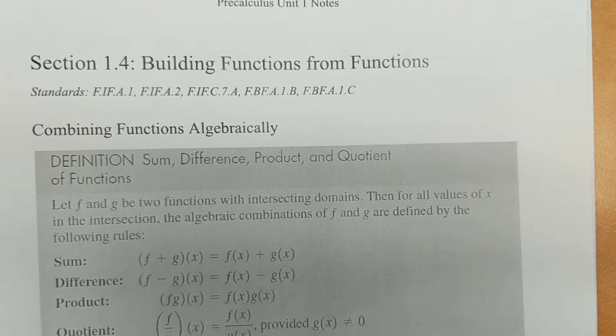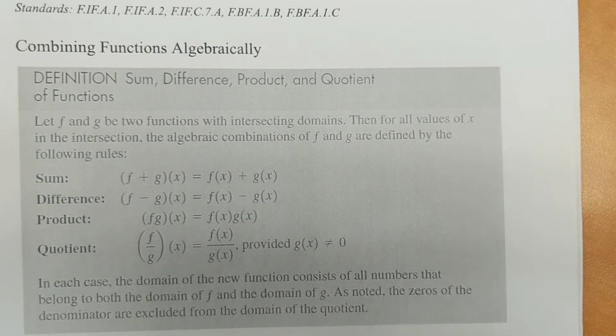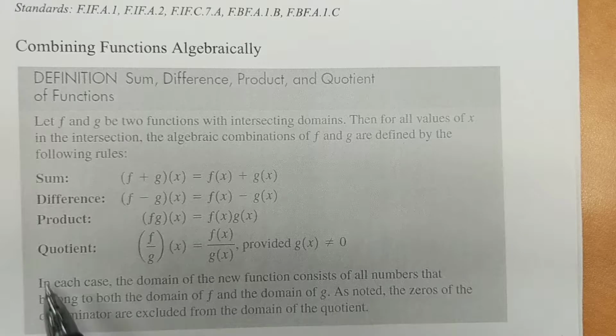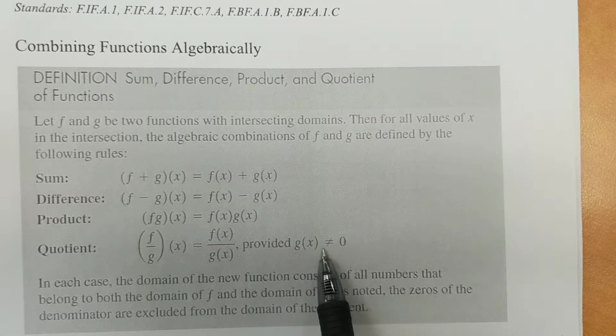Okay, we have the notes for section 4, building functions from functions. So a couple definitions up here at the top: the sum, difference, product, and quotient rules. The one thing you have to be careful of is on the quotient. Since you have a denominator, the denominator cannot be equal to 0, otherwise it's unsolvable.